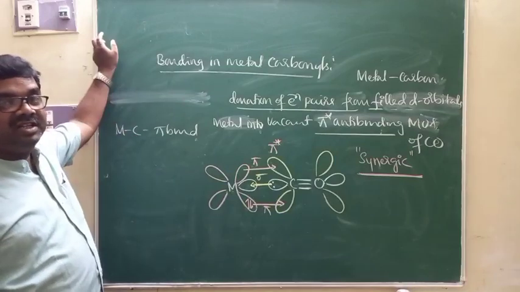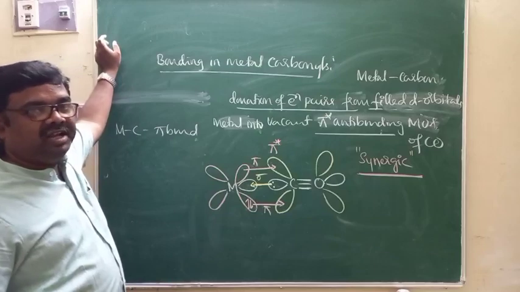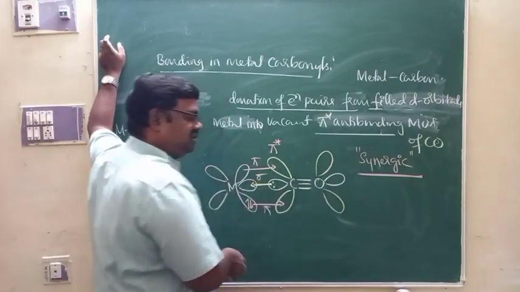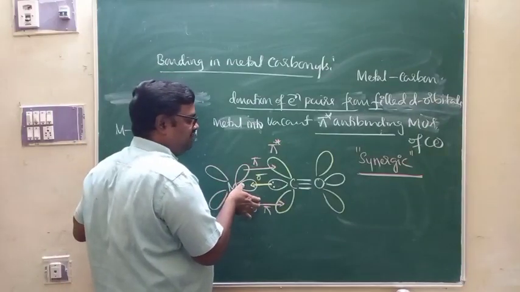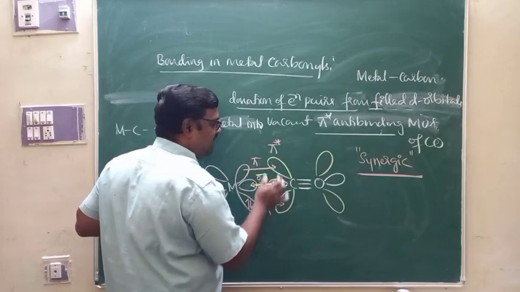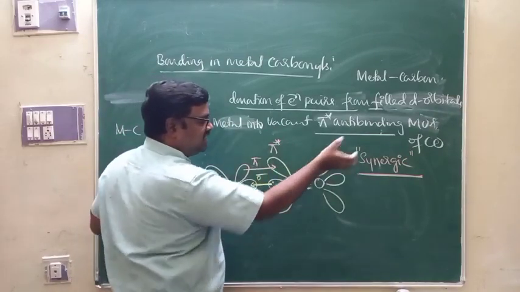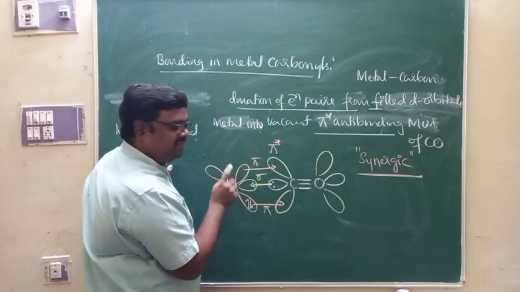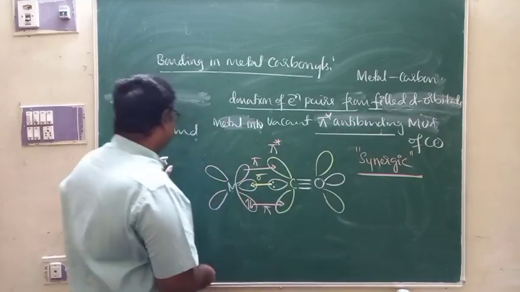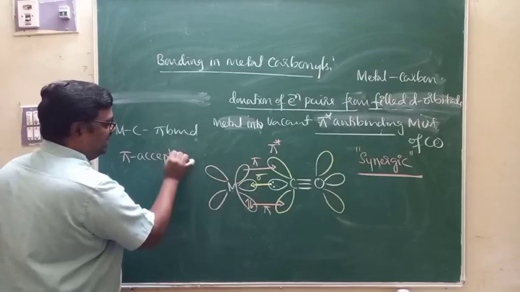That is what we call the synergic effect found in the metal to carbon bonding in metal carbonyls. And of course, here the pi bond is produced by back donation of electron pairs from filled d orbitals into the vacant pi star molecular orbitals of carbon monoxide. Means carbon monoxide is accepting electron pairs from the metal. That leads to the formation of a pi bond. That's why carbon monoxide is a pi acceptor ligand.